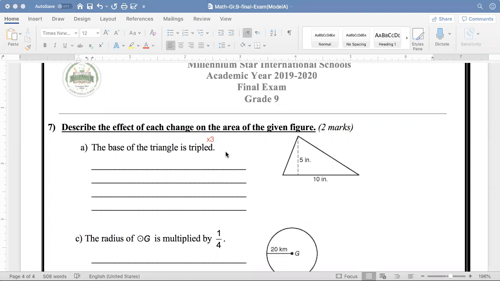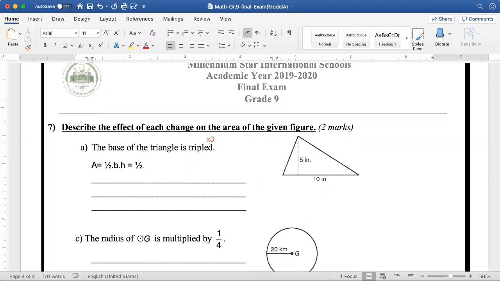So, to know the effect that happened, I must first get the old area, then I will get the new area after the base is tripled. Okay, what is the area of the triangle? Area of the triangle is equal to half base multiplied by height, which is equal to half multiplied by base, which is 10, multiplied by height, which is 5. Half then is 5, and 5 multiplied by 5 is 25.